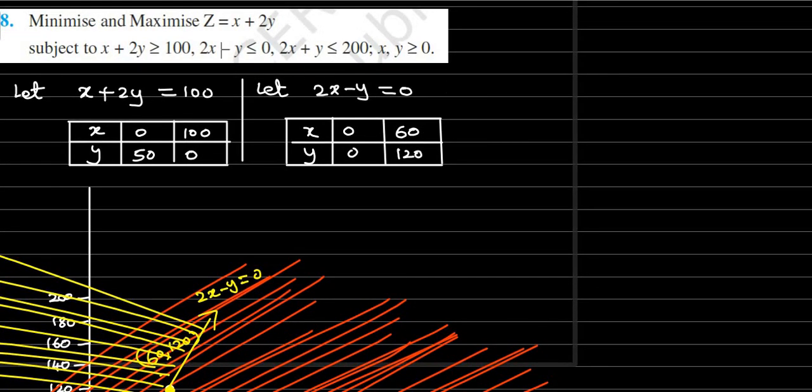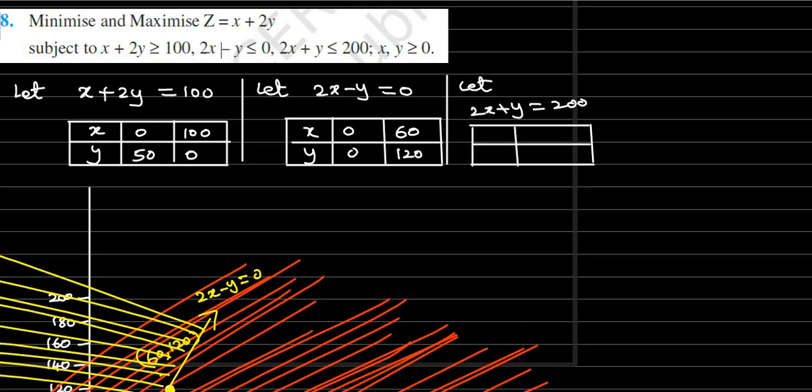What we have to do? First we need to convert the given inequality into an equation. So let 2x plus y equal to 200. After that we need two points to draw the line. If x equals 0, then 2 times 0 plus y equals 200. Now y equals what? 200. If x equals 0, y takes 200.